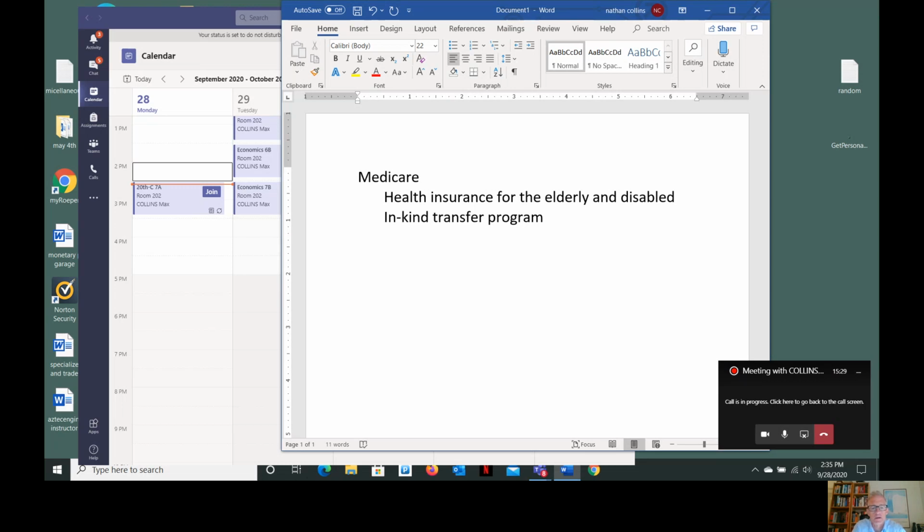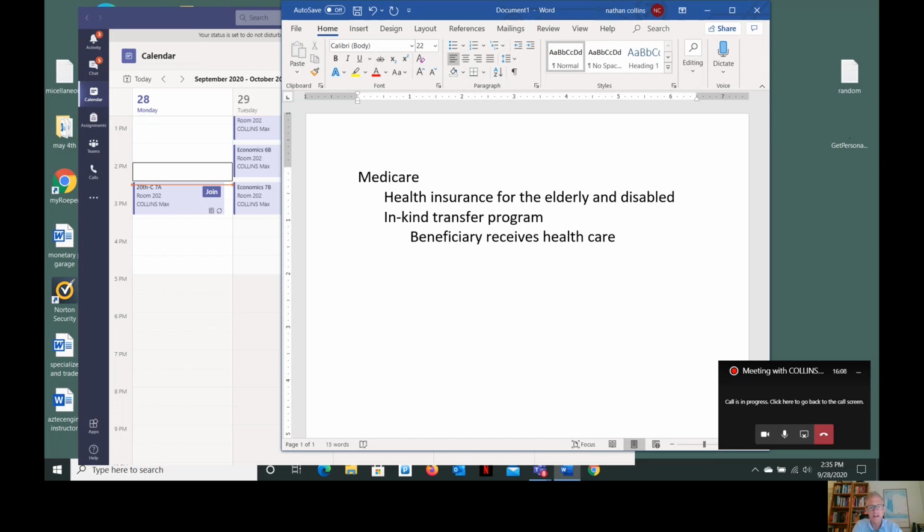So in Medicare, the beneficiary receives health care, not money, but the health care. So if I'm elderly and I'm retired and I get sick, I will go to a hospital or wherever, get treated, receive that treatment. I don't get money, I get the treatment, and then the government will reimburse the hospital or the clinic or whoever was the healthcare provider.